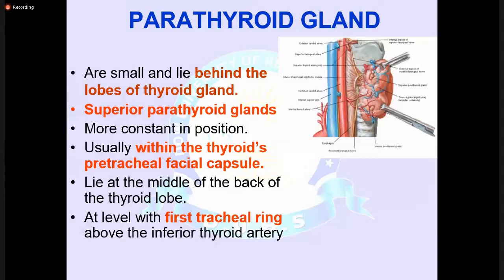Then coming to the parathyroid gland, these are two pairs of glands, that is the superior parathyroid and the inferior parathyroid glands, and they are related to the posterior surface of the thyroid. The superior ones have a more constant position, whereas the inferior ones will be slightly lower, as the name says, inferiorly placed. They might be closer to the superior ones, or they may lie at the lower part of the thyroid gland.